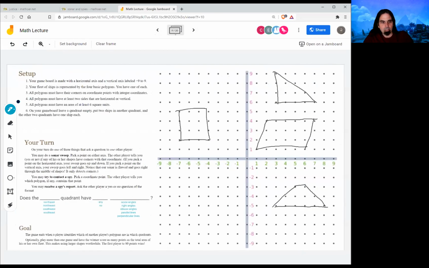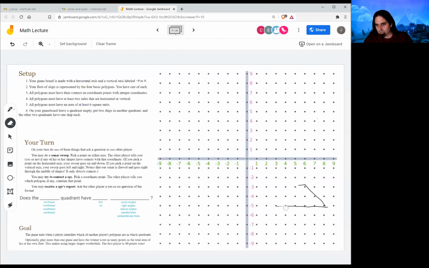There we go. And then once you have your teammates, pick where your shapes are, try and make them so that they are at least 6 square units of size, but not too much larger because you don't want to make it easy for your shapes to be found. But it also might confuse your opponent if they're looking for smaller shapes and you have a great big one. And then we can take turns doing one of these 3 things and see if you could figure out which shapes they have in which corners, in which quadrants.